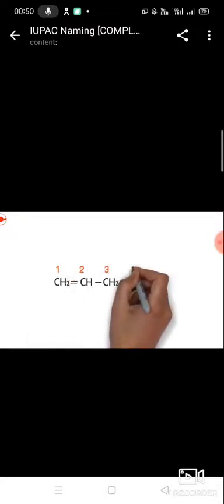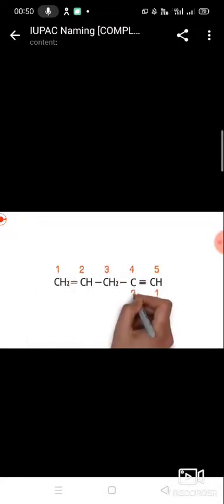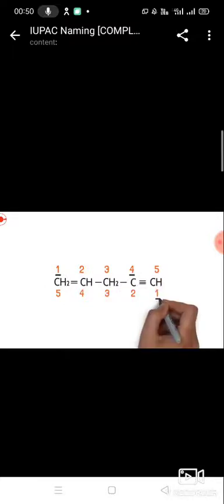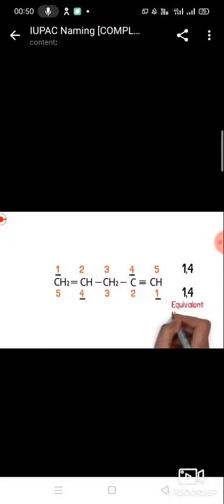So how do you name it? Triple bond means yne, double bond means ene. Here also 1 double bond and 1 triple bond. So double bond is in first position, triple bond is in fourth position. So if you add this first and fourth, you will get the same name only. So equal importance for double bond and triple bond. If it is in a similar position, if you count from either right side or left side, if double bond and triple bond are there, you can write any name.